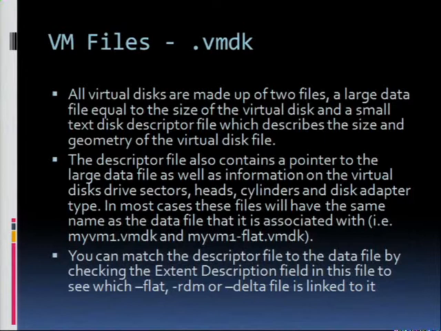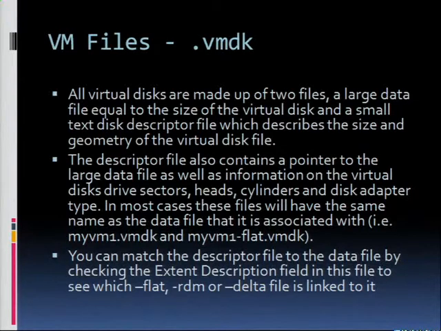If you look inside the descriptor file, you'll see the pointer, the path information to the data file that's part of that descriptor file. And like I said, it stores things like the disk adapter type, cylinders, heads and sectors, all the basic characteristics that make up that virtual disk.